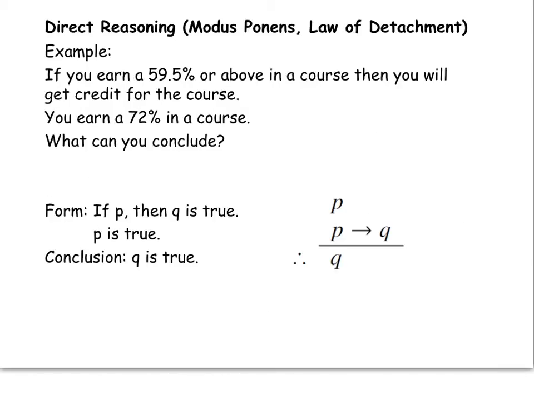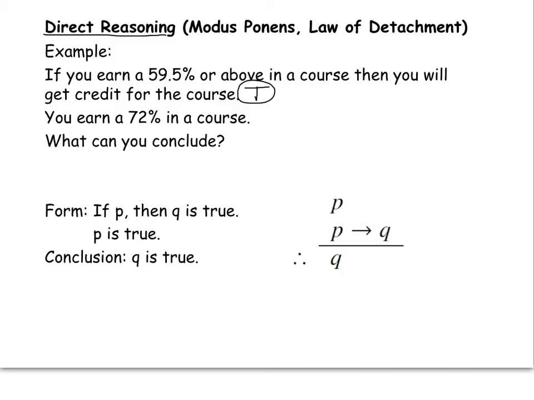So now that we know the basic differences between inductive and deductive reasoning, we're going to learn 3 laws of logic. The first law we're going to learn is called the law of detachment, or in Latin, modus ponens. We're going to refer to it as direct reasoning. So in direct reasoning, we make a conclusion from a conditional statement. In this example, if you earn a 59.5% or above in a course, then you will get credit for the course. This is a known true fact.